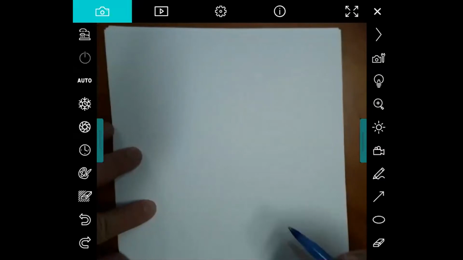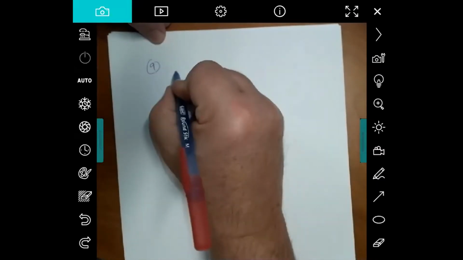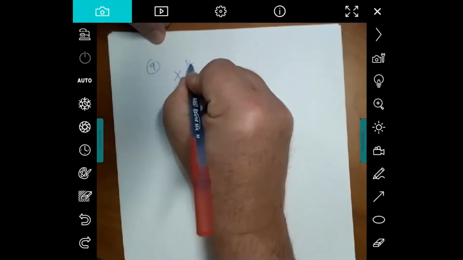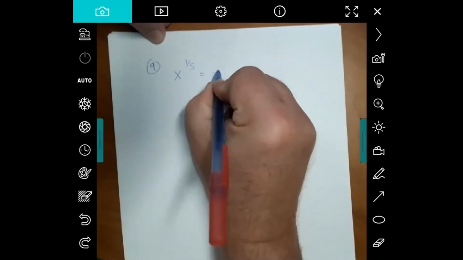All right. Number 9. X to the 1/5 power equals negative 2.